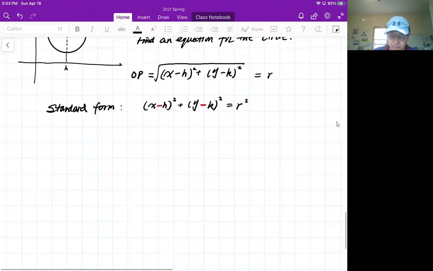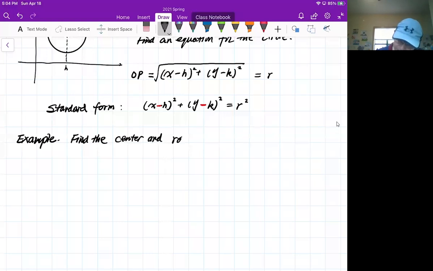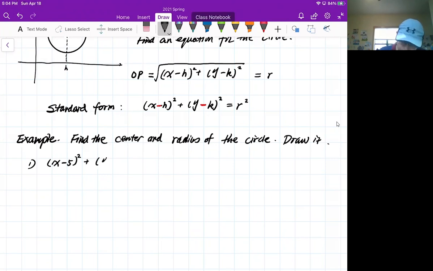I'm going to give you some examples. Okay, so here are some examples. We want to find the center and the radius of each circle, and also draw it. First question. How about I have x minus 5, squared, and then y minus 7, squared. That's equal to 81.